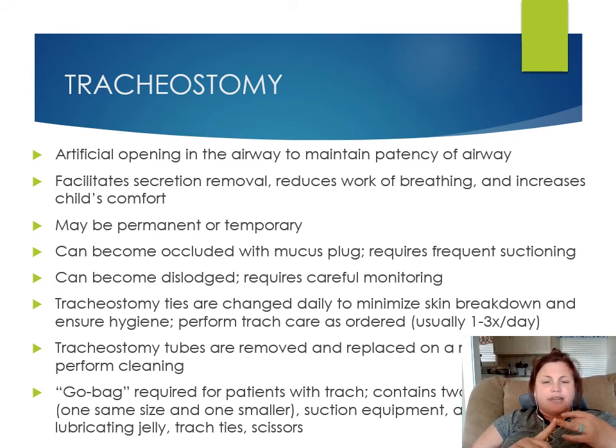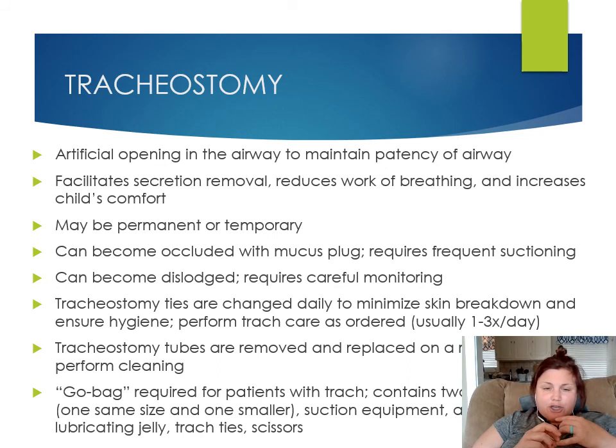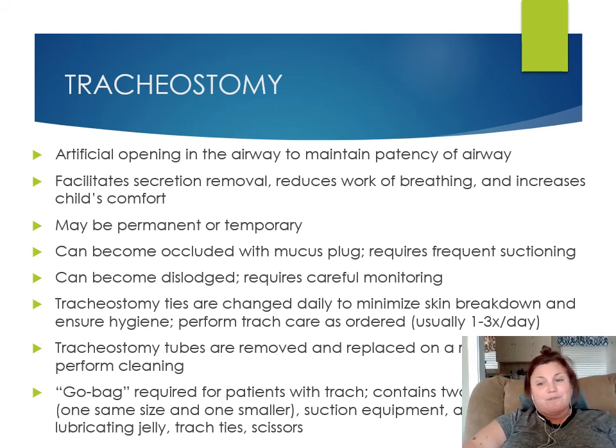If you were to have a situation where the trach became dislodged or you needed to pull it out to replace it and you couldn't get the same size in because that stoma is either swollen or narrowing, you need to have a trach size that's a size smaller so that it can be put back in because you don't want them to be without a trach for any length of time. Suction equipment, lubricating jelly, trach ties, scissors, all of these things would be part of the child's go bag, and that goes with them wherever they go.